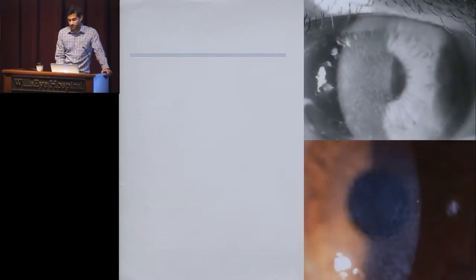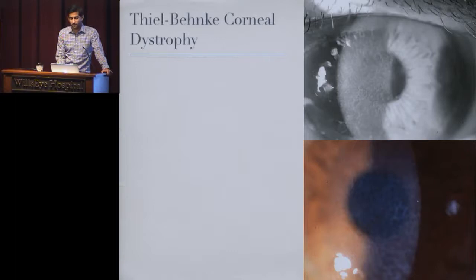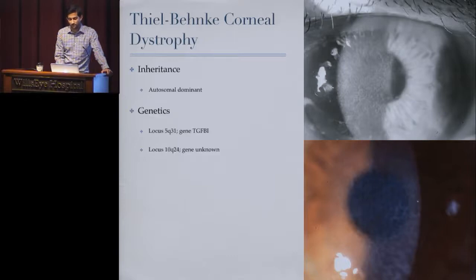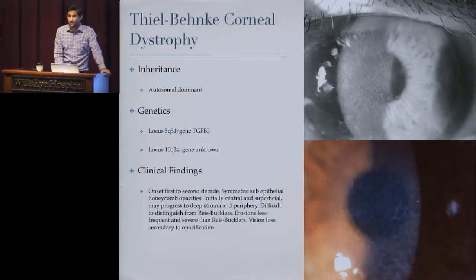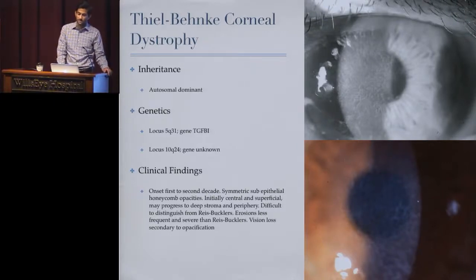So this is Reis-Bucklers' cousin. So what's the other one? Thiel-Behnke. Yeah. So Thiel-Behnke, it's very difficult to distinguish between the two just by looking at it in the office. It's the same gene, it's the same inheritance pattern. The onset's a little bit later in life, so it's first to second decade. They describe these things as sort of granular coarse opacities, honeycomb opacities. I guess if you use your imagination, it kind of looks like a honeycomb.